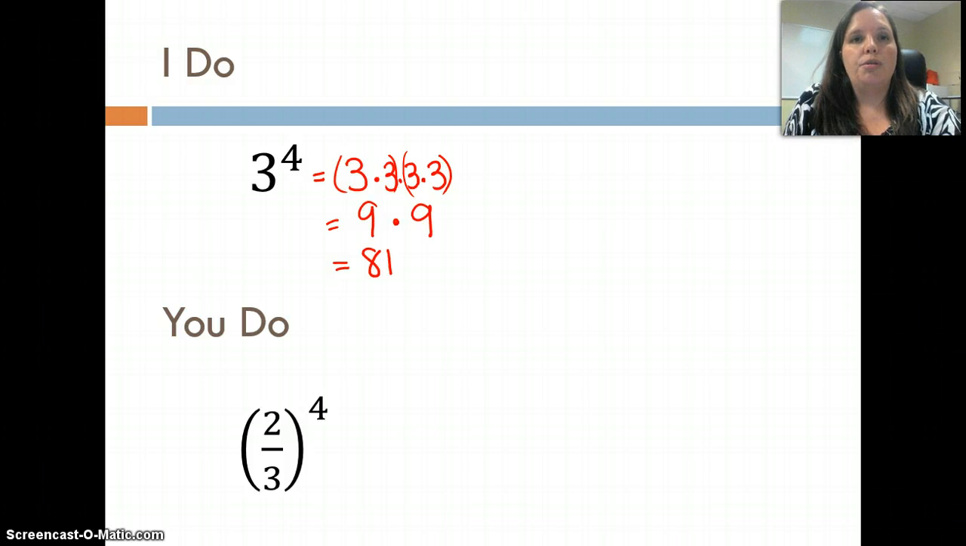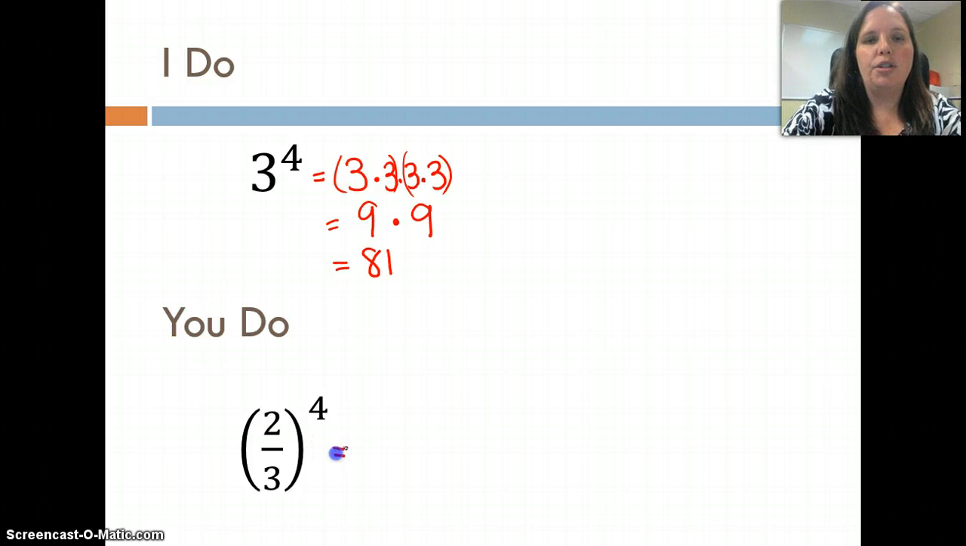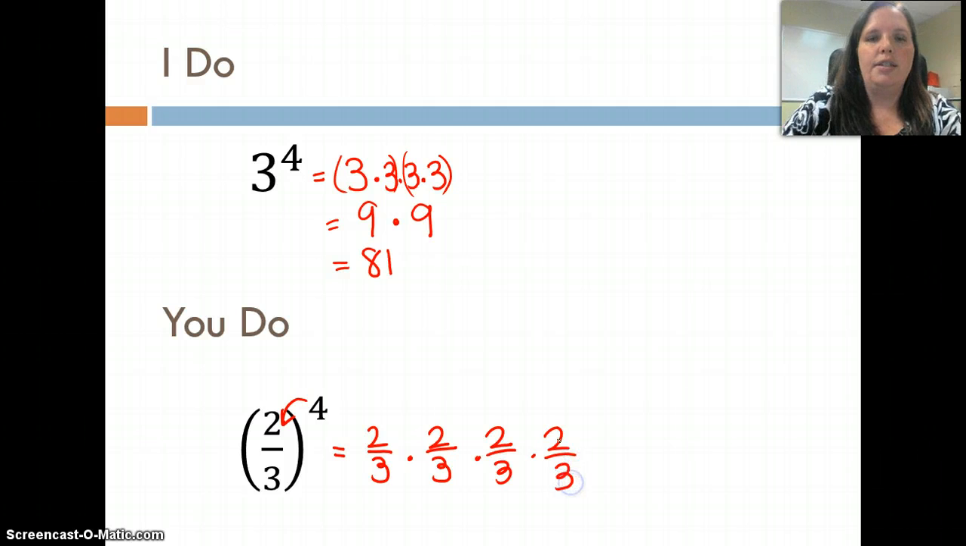So what I want you to do, remember, when we're doing these problems, you just think to yourself, okay, what does the exponent mean here? What does 2/3 to the fourth power mean? So pause and try this, you do, on your own. If you're ready for the answer, remember, with the exponent here, it means repeat the base, repeat this 4 times. So 2/3 times 2/3 times 2/3 times 2/3.